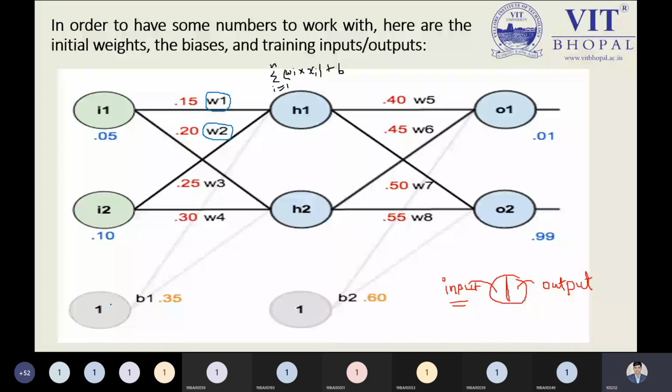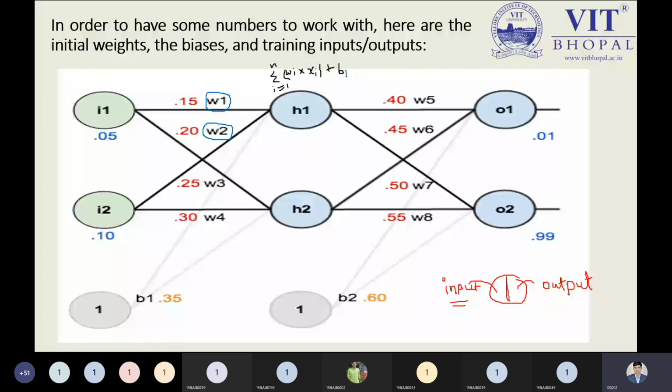Excuse me, sir. Yes, tell me. Sir, H1 is 0.3. One by one, you can ask the question. Sir, I was just asking why have you added 6 in that formula? Where? No, it's not 6. It's a B. B means bias. It's B1 actually. Okay, sir, got it.